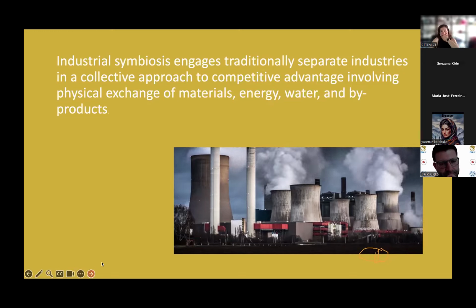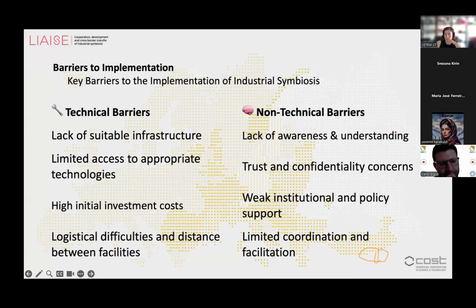Various implementation barriers exist, technical or otherwise. Let me briefly highlight a point that is frequently emphasized in the literature. Technical barriers: lack of suitable infrastructure, as many industrial areas are not physically connected, and lack of equipment to enable resource exchange, limited access, especially among small and medium-sized SMEs, and outdated technologies.